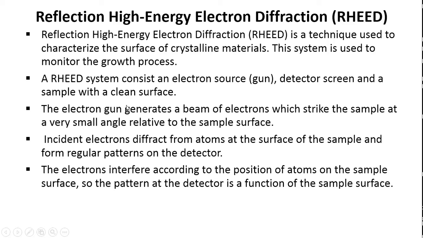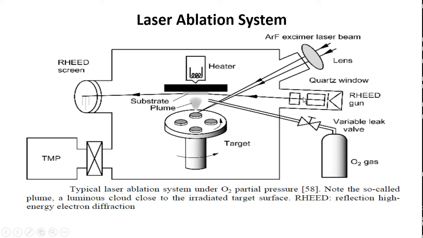The electron gun generates a beam of electrons which strike the sample at a very small angle relative to the sample surface. Here, the RHEED gun produces a beam of electrons at a very small angle compared to the surface of the sample. This is the sample, isn't it? So this beam will have a very small angle with respect to the surface. So why is it done so?